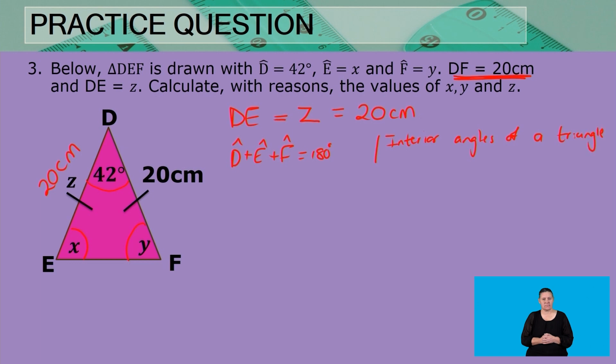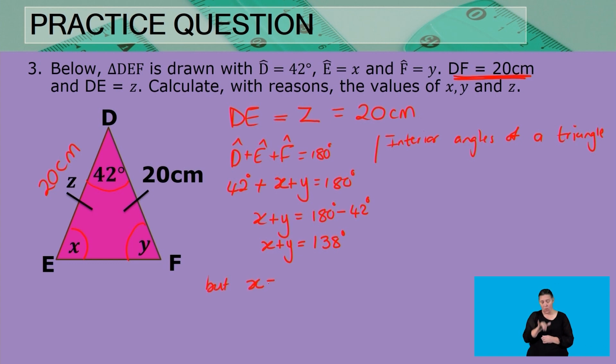So we can see there that we have been given angle D, which is 42 degrees, plus angle E, which has been given a variable of X, plus angle F, which is our Y. And this is all equal to 180 degrees. Now, X plus Y is equal to, we are going to use the additive inverse of 42. So we are going to say 180 minus 42 degrees. That means X plus Y is equal to 138 degrees.